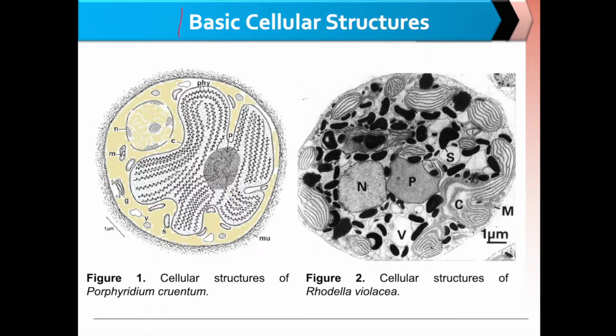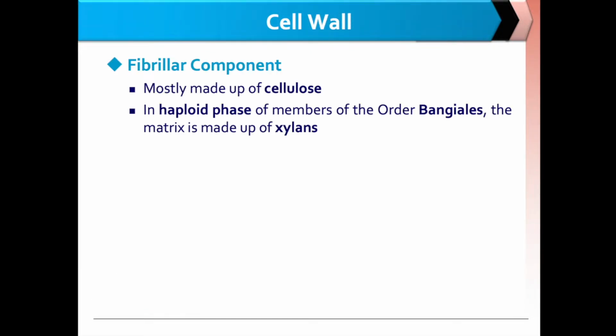Now, in terms of their basic cellular structure, they look something like this. This case here is a Porphyridium cruentum, and this figure right here is a TEM of your Rhodella violacea. So let's look at them in terms of their cell wall. In terms of cell wall components, again, we have your amorphous and your fibrillar component. In their fibrillar component, most rhodophytes are made up of cellulose.